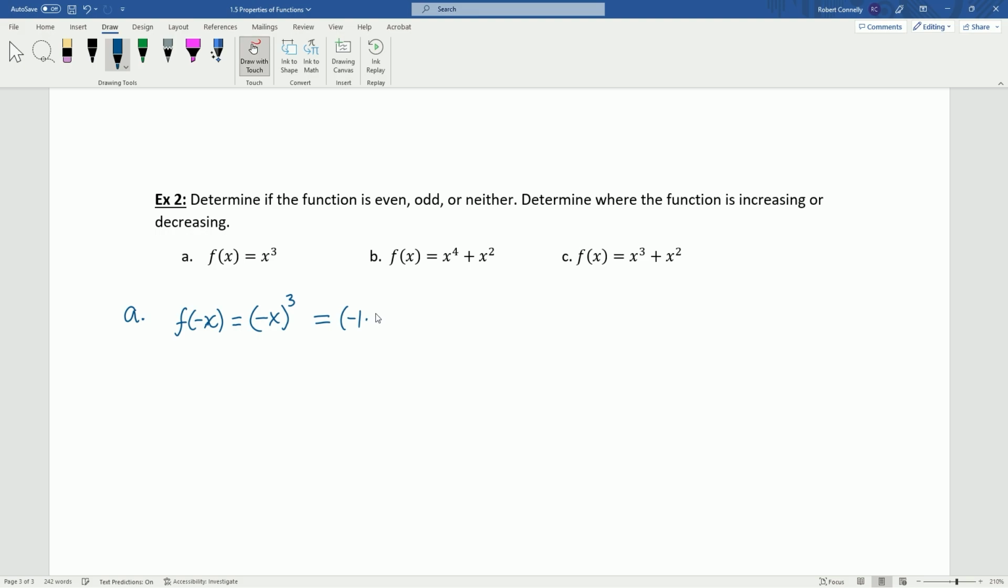This is really negative 1 times x cubed. And our exponent properties tell us we can write this as negative 1 cubed times x cubed. And when I cube negative 1, I just get negative 1 again. So this is negative 1 times x cubed. But x cubed is the original function, f of x. So this is really just negative f of x. And so what did we get? We saw that f of negative x equals negative f of x. That is, by definition, odd.